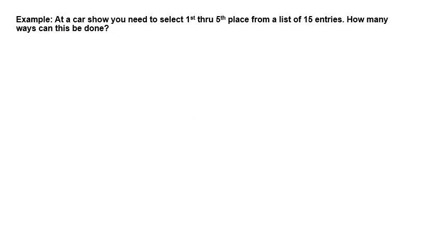At a cost show, you need to select first through 5th place. You're choosing from a list of 15 entries. How many ways can this be done? Pause the video, give the problem a try. Look at this problem as picking from a list of 15 different things. The 15 entries we are assuming are different. If not, we would be told. There would be something to indicate that they could be the same.